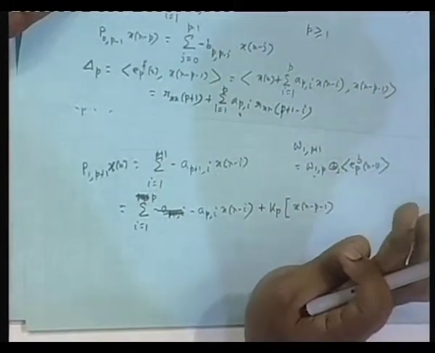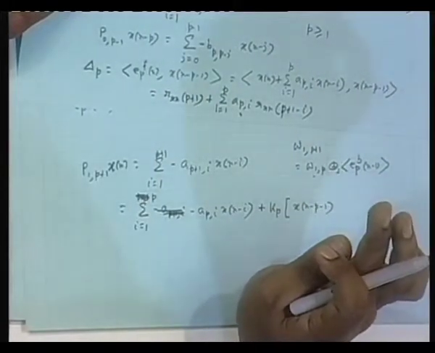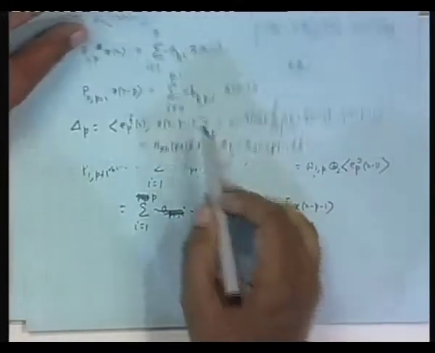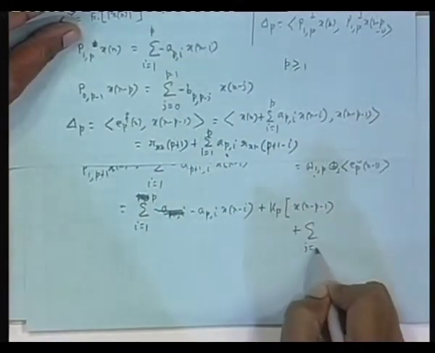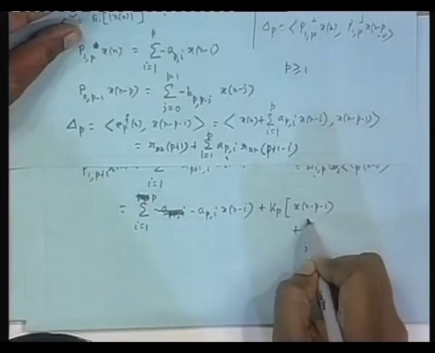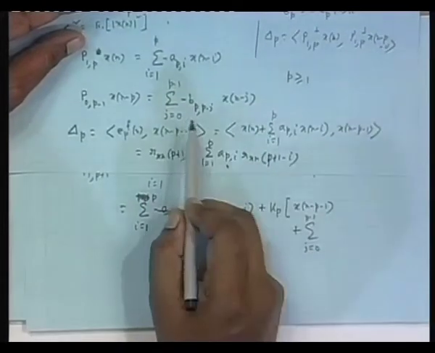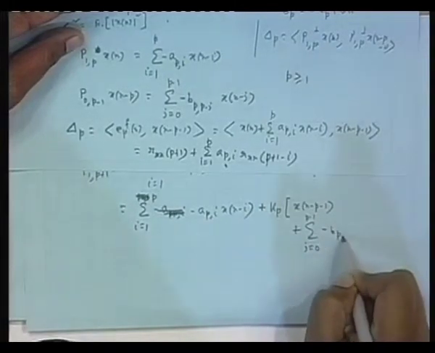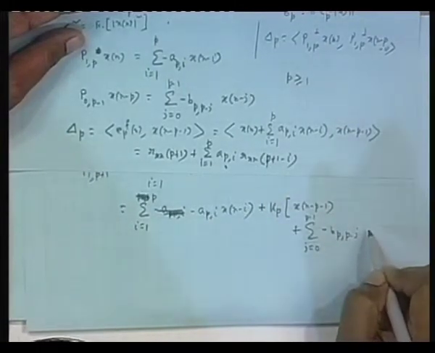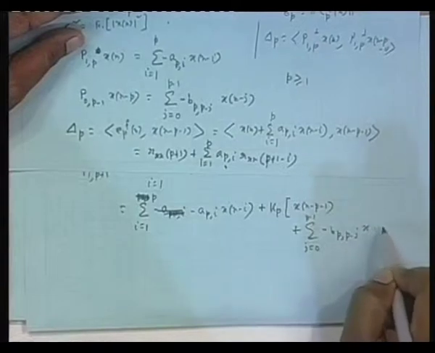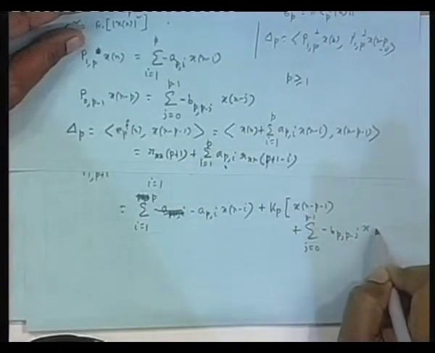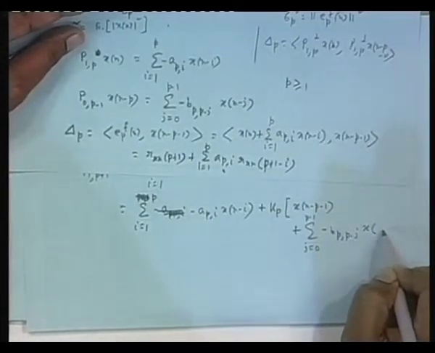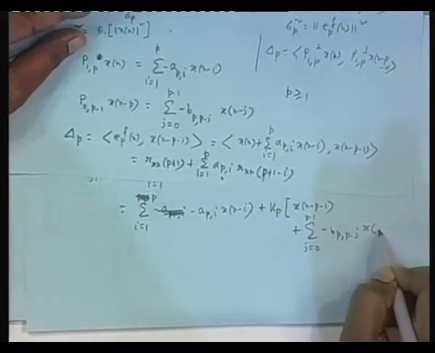Okay. Same thing I am replacing in this summation. This minus will come, x n prime minus j. Is it n prime minus n prime is n minus 1.